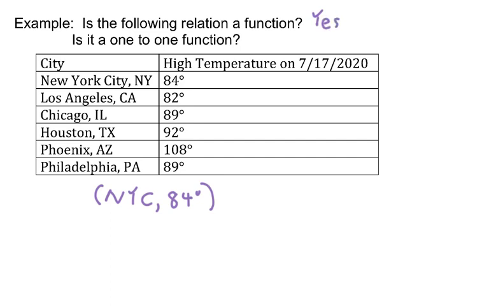Is it a one-to-one function? Again, in a one-to-one function, no 2 different ordered pairs can have the same second coordinate. And if you look right here, it just happened to be the case that the high temperature in both Chicago and Philadelphia on this date were both 89 degrees. That would be the same second coordinate in those different ordered pairs. So this is not a one-to-one function. If one of those cities had been a degree warmer or cooler, it would have been 1-to-1.